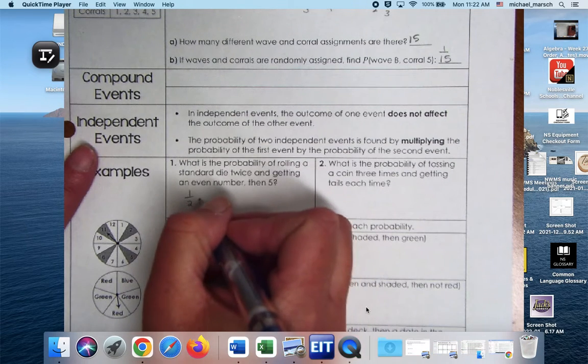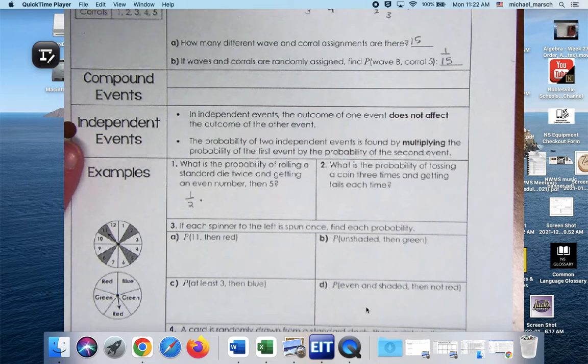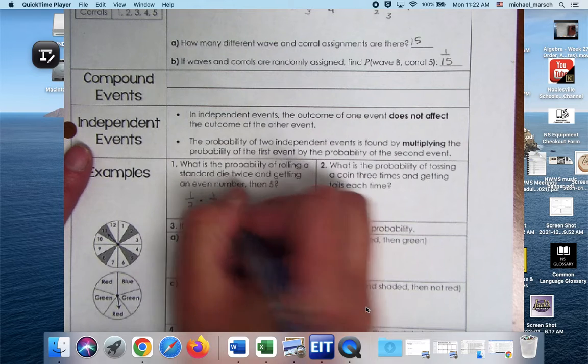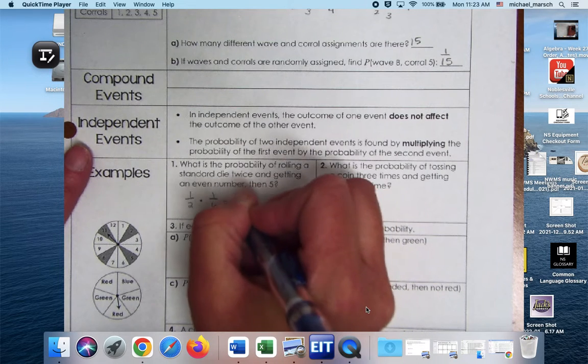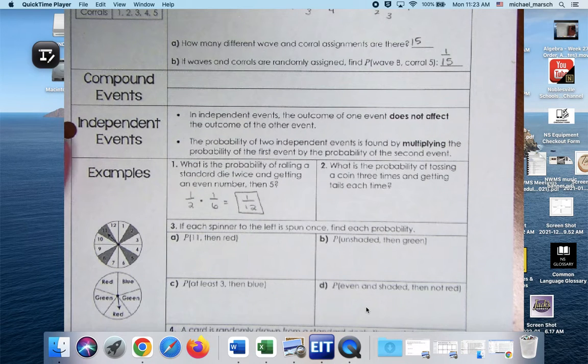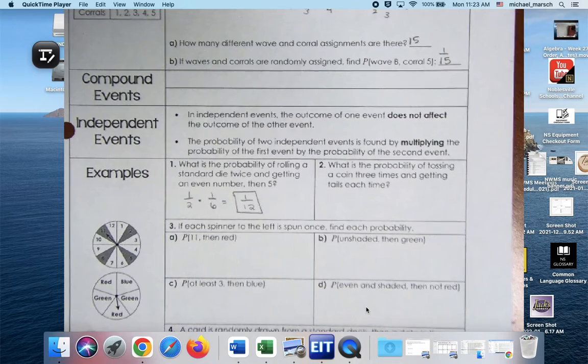And how about what's the probability of getting a 5 the next time you roll? 1 out of 6, right? So when we multiply those together, there's a 1 in 12 chance that you would roll an even number and then a 5. If this could have been simplified, we would have simplified. We always simplify.